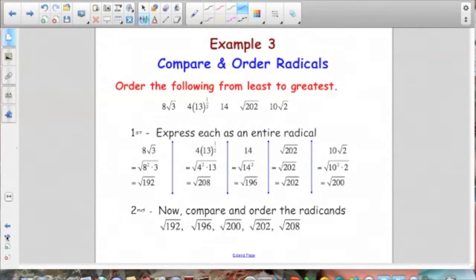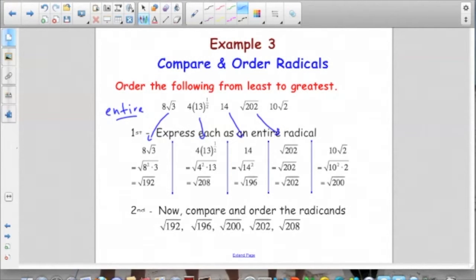Example 3 here is we are comparing to order radicals now. So when you have this type of situation, you want to write them all as entire radicals, because when you have them all as entire radicals, then you can compare. So this one drops into here. Okay, so you can see, I'm just showing you where they're going.